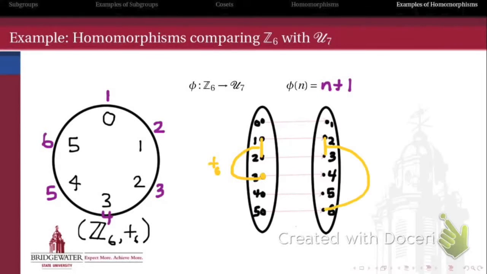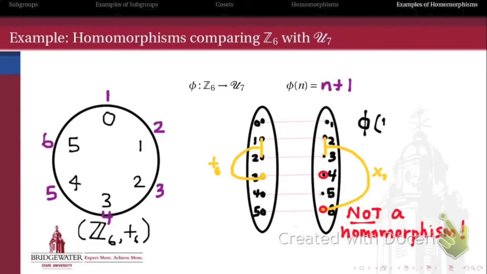Under this function, their images are 2 and 3 respectively, and if I apply the operation in the group U7 to 2 and 3, I get 2 times 3, which is 6. But notice that 3 in the domain doesn't go to the same place as the composition of 2 and 3 does in the codomain. In other words, 3 goes to 4 when it should go to 6 if this was a homomorphism. So clearly, this is not a homomorphism.